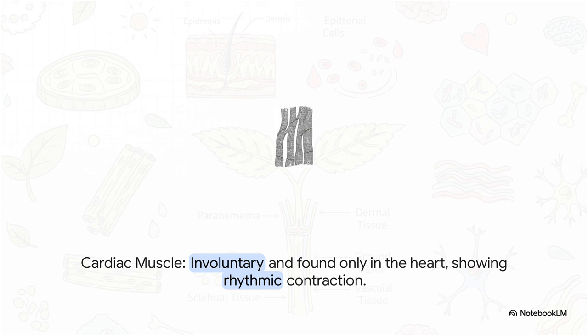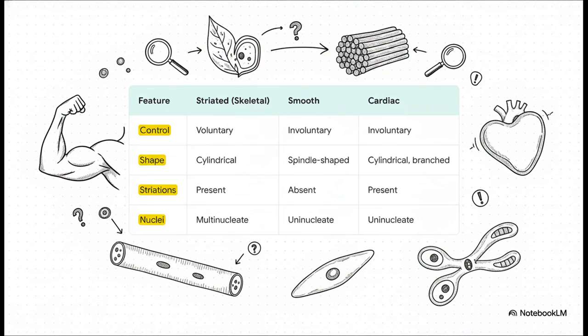Amazing, isn't it? This table here is a perfect summary for revising all the muscle tissues. It compares them based on their key features. For example, just notice how both cardiac and smooth muscles are involuntary, but only cardiac muscle has those striations, or bands, just like skeletal muscle does. This is a great tool to use just before an exam for a quick recap.